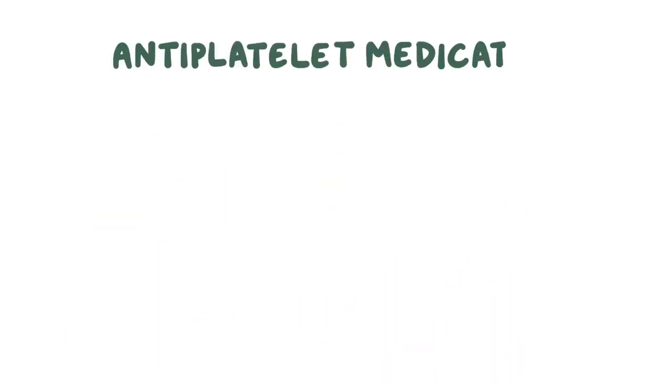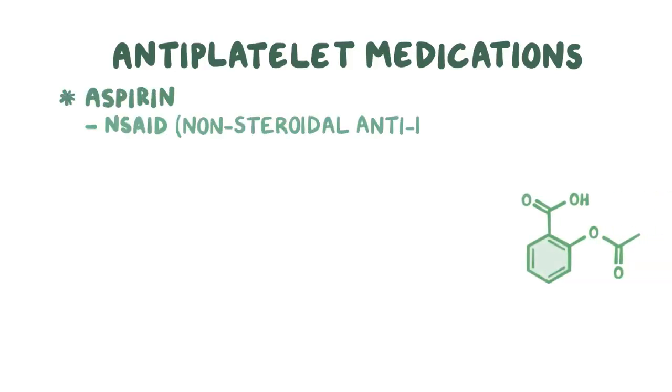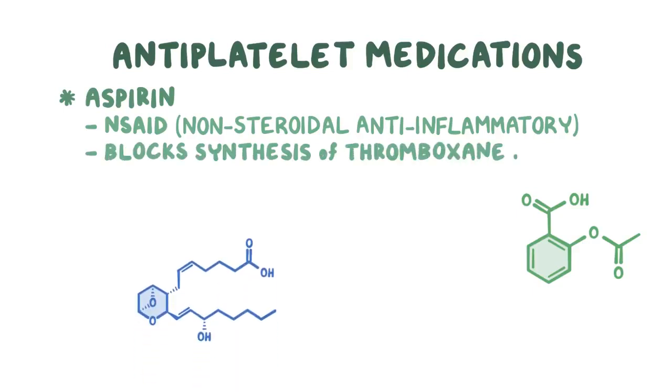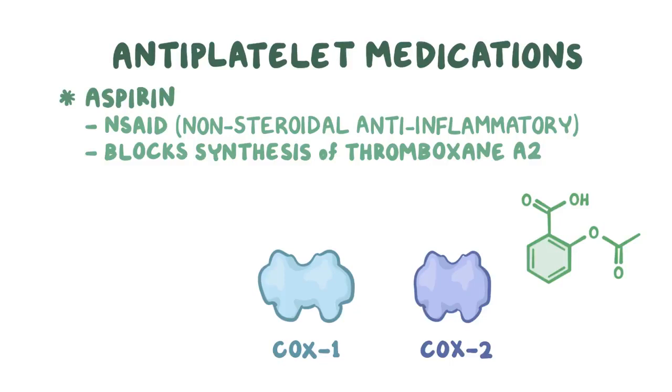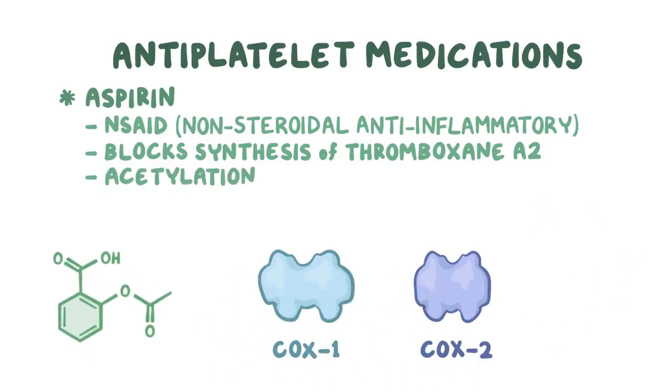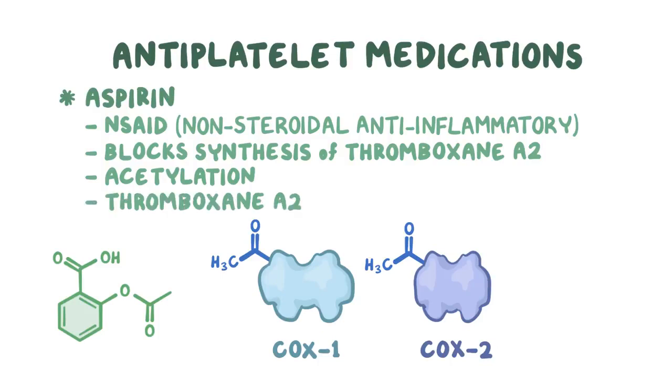Now, antiplatelet medications interfere at different steps during this process. Aspirin, the NSAID or non-steroidal anti-inflammatory drug, has antiplatelet effects by blocking the synthesis of thromboxane A2, which activates platelets. Aspirin accomplishes this by irreversibly inhibiting the activity of cyclooxygenase enzymes, abbreviated COX-1 and COX-2, via acetylation. This is where an acetyl group made of 2 carbons, 3 hydrogens, and an oxygen is permanently attached to the enzyme. When COX-1 and COX-2 get inhibited, thromboxane A2, which is a downstream product of the cyclooxygenase pathway, can no longer be produced.